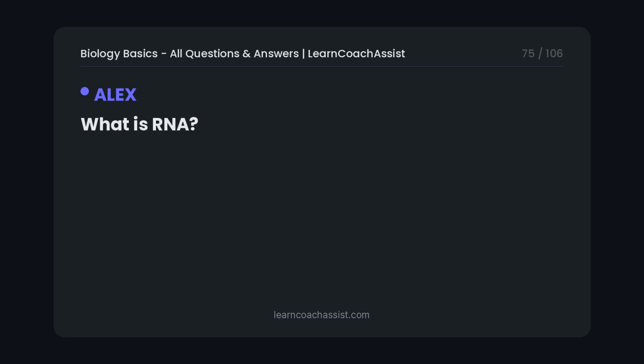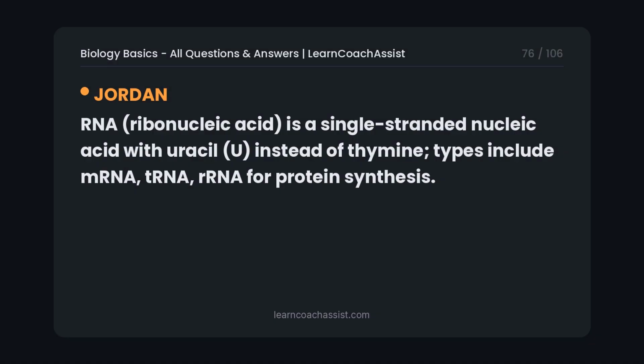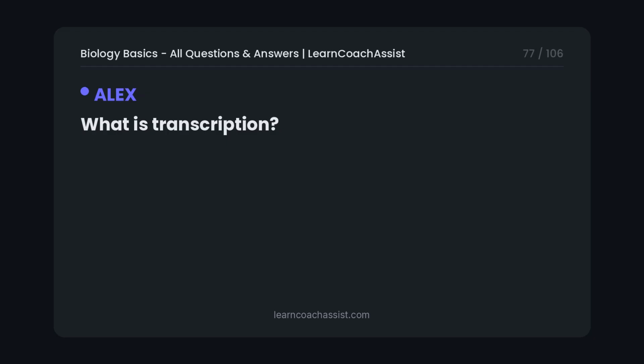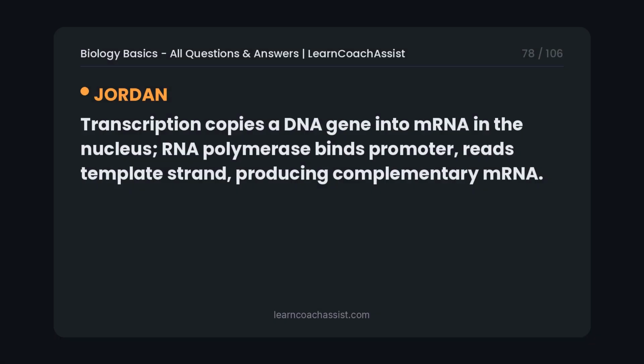What is RNA? RNA, ribonucleic acid, is a single-stranded nucleic acid with uracil, U, instead of thymine. Types include mRNA, tRNA, rRNA for protein synthesis. What is transcription? Transcription copies a DNA gene into mRNA in the nucleus. RNA polymerase binds the promoter, reads the template strand, producing complementary mRNA.